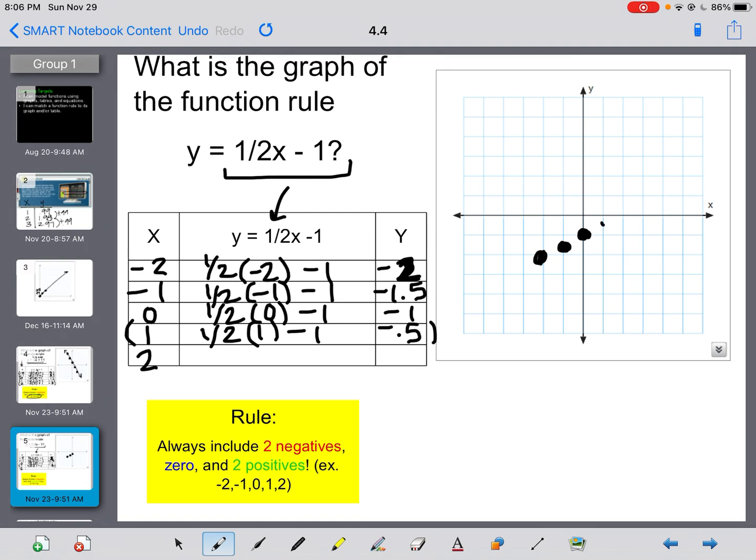So over 1, down 1/2. Okay, and last but not least, I have 1/2 times 2, which is 1, minus 1 gives me a 0. Over 2, up 0. There's our straight line graph.